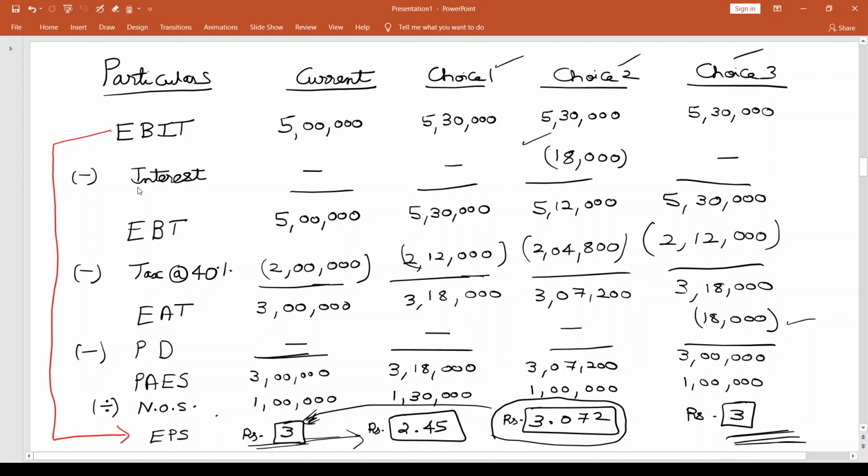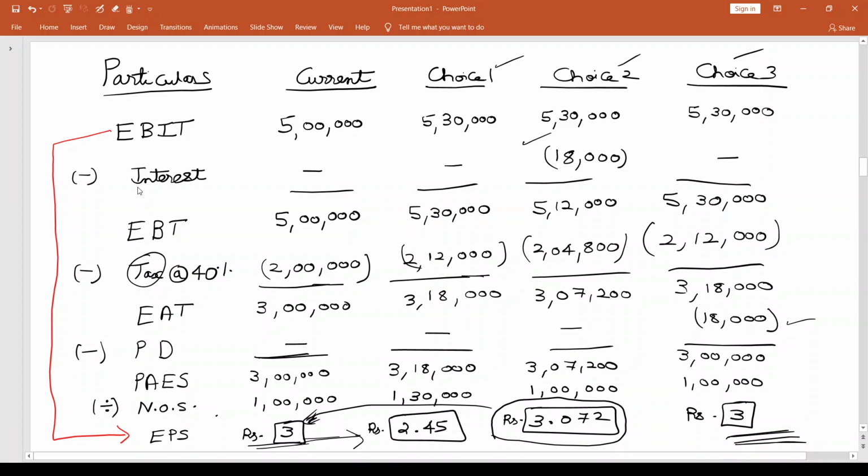Now, why is the placement going to matter? It is going to matter because in one case, the cost was before calculating tax. In the other case, the cost is after calculating tax. In other words, when it was interest, it was a tax deductible cost. But when it was preference dividend, it was not a tax deductible cost.